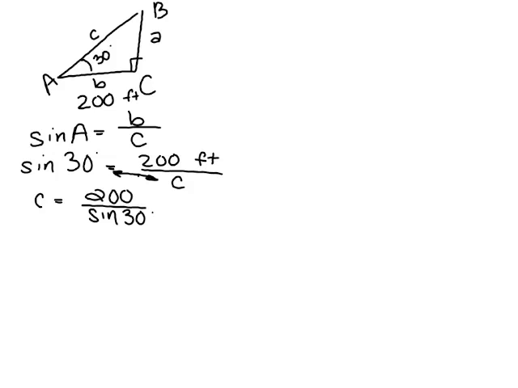Grab your calculator. 200 divided by 30 sine equals 400. So C equals 400. And what's our units? Feet. C equals 400 feet.